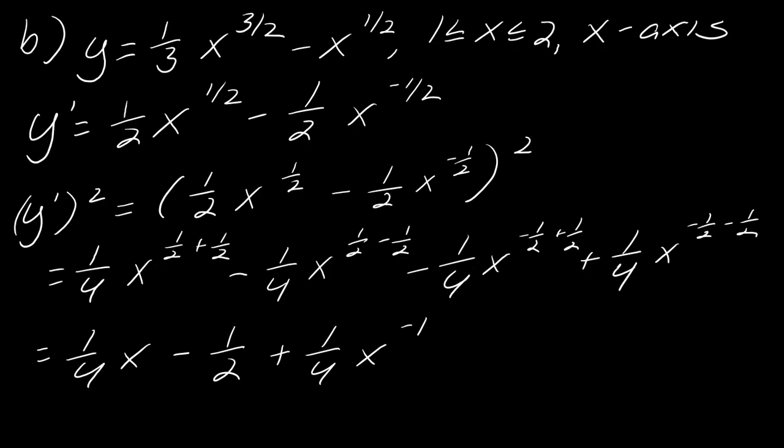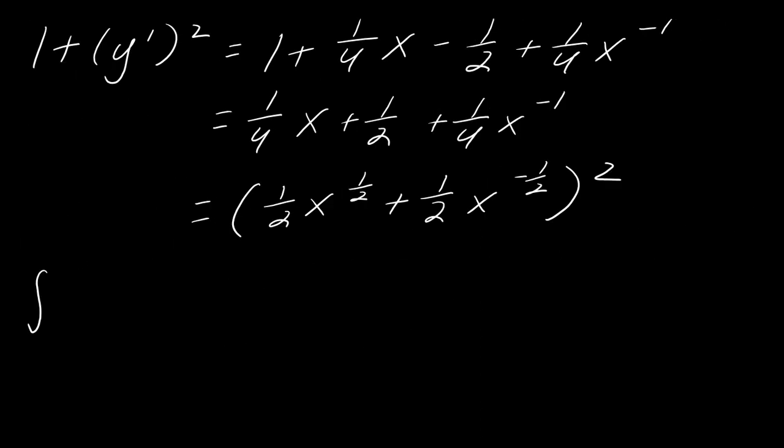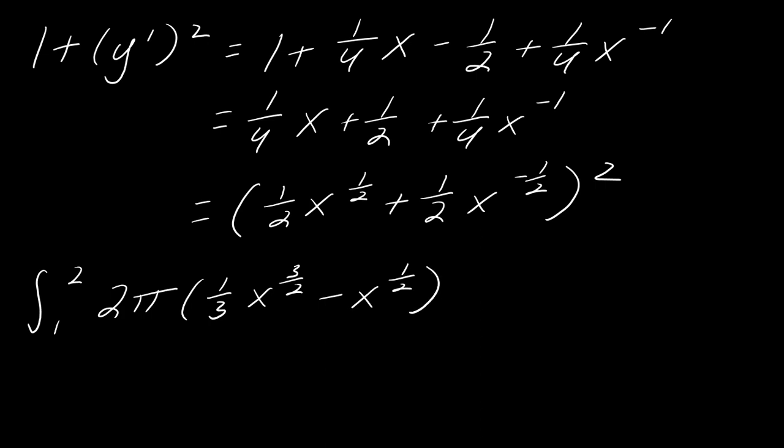Okay, wait, where is it? It was between 1 and 2. Okay, right. So I go from 1 to 2 pi. So I take the original function, which was, what was the original function? 1/3 x to the 3/2 minus x to the 1/2.